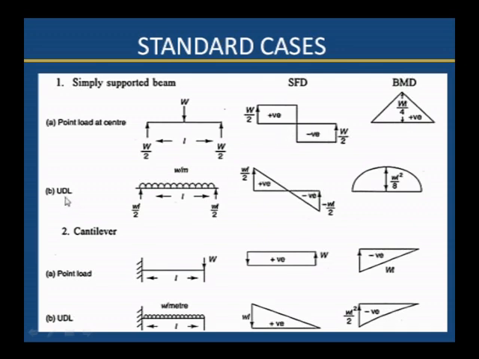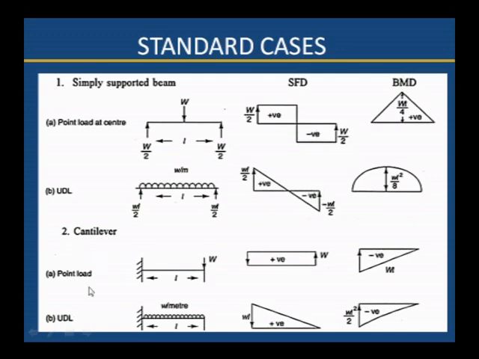Then uniformly distributed load, simply supported beam carrying a uniformly distributed load over the entire length, WL by 2, WL by 2 is half of the load, the reactions. Then this is the shear force diagram which consists of two triangles, and the bending moment diagram will be WL square by 8 at the center. It is parabolic. Maximum bending moment is WL square by 8.